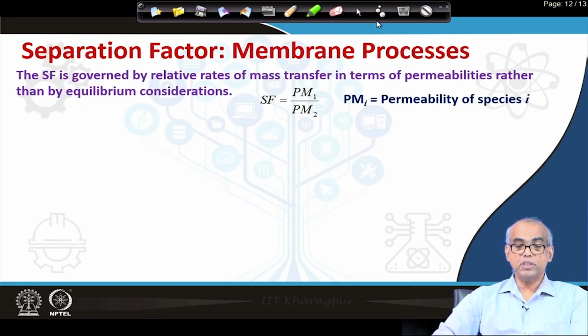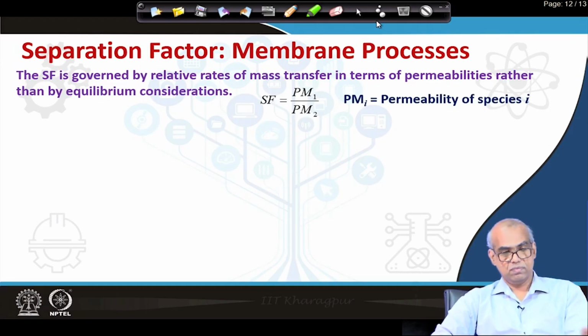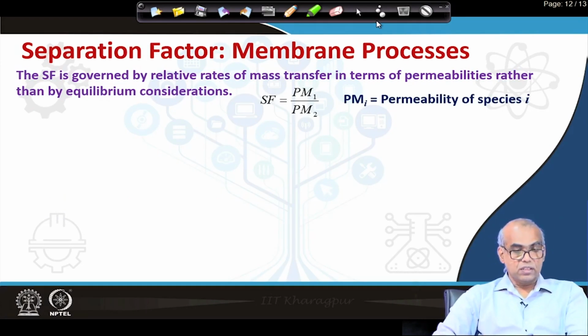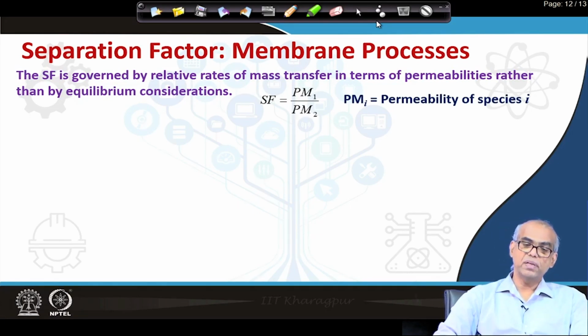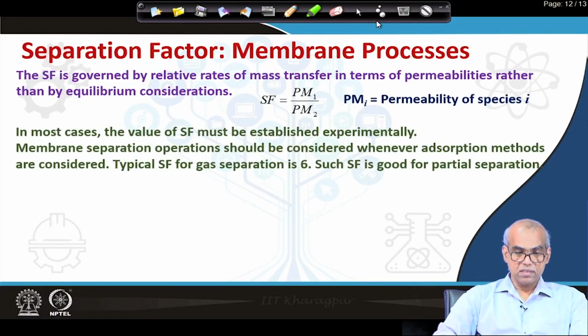Now, let us talk about separation factor for membrane based processes. The separation factor is governed by relative rates of mass transfer in terms of permeabilities rather than by equilibrium consideration. So, separation factor here we define as permeability of species 1 divided by permeability of species 2. In most cases, the value of the separation factor must be established experimentally.